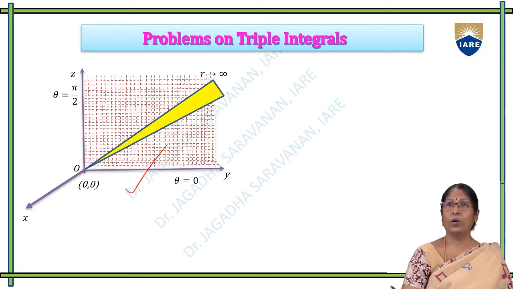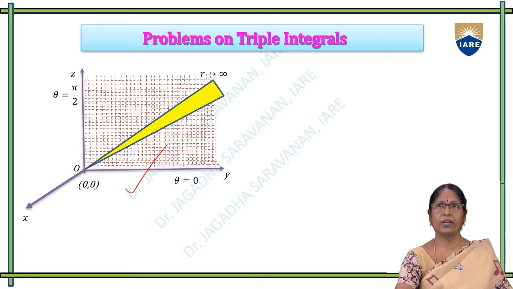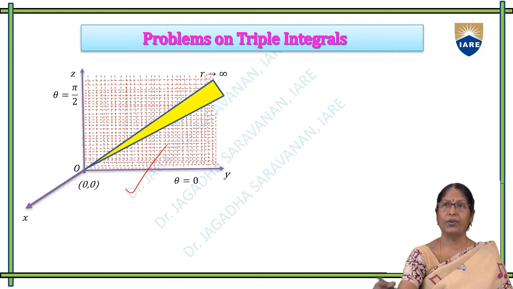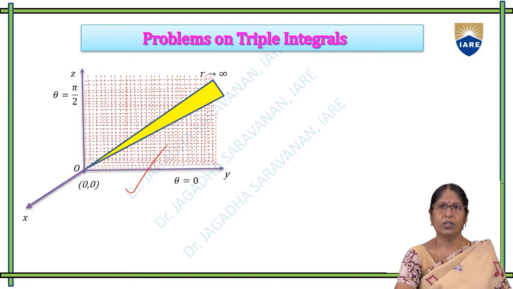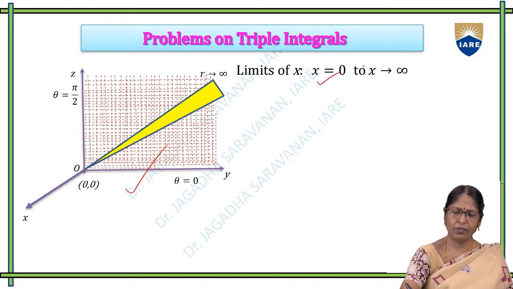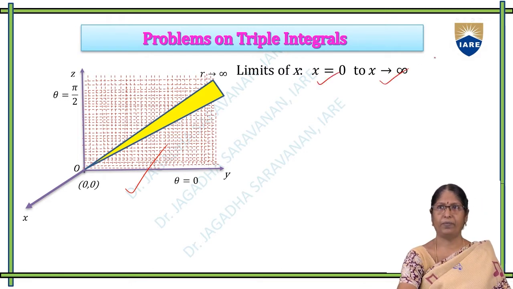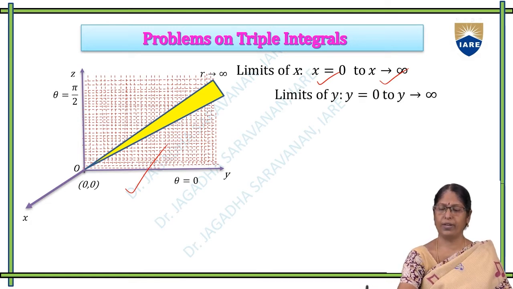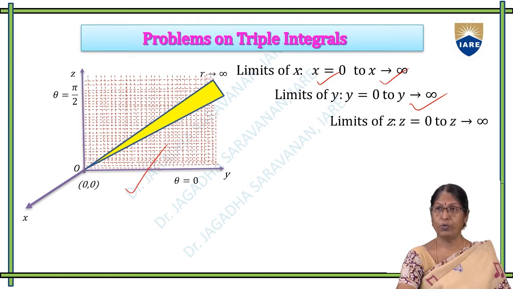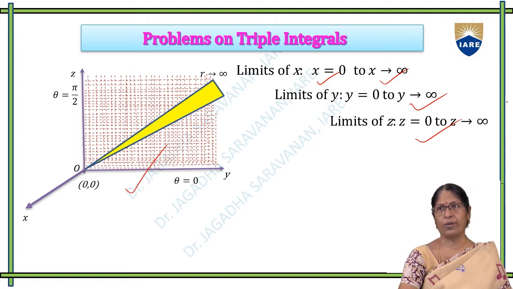Now, the animations, step by step what we have done, that's a figure which is kept here. Now we will move on to solving the problem. So, the limits of x, that is x from 0 to infinity, which is given in our question, and y from 0 to infinity, this condition is also given in our question. What about z? z is also from 0 to infinity. So all are in Cartesian form.